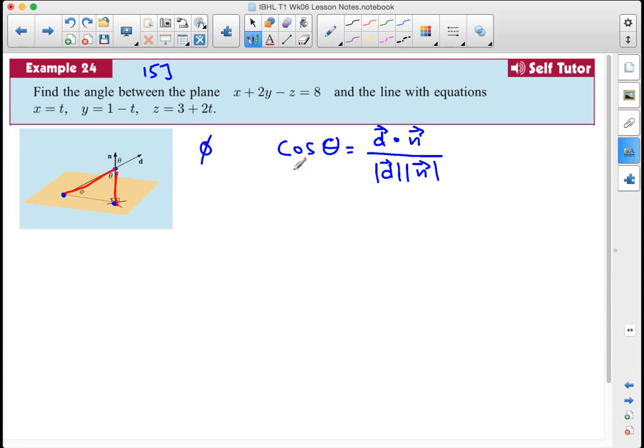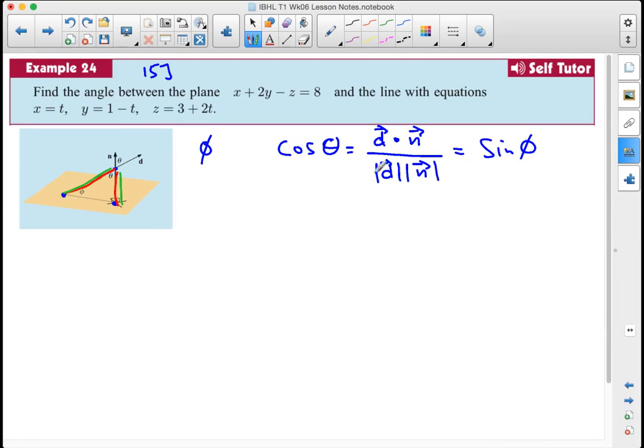Okay. But if we look again in the picture, then you can also see that theta is not really the angle that we're after. We're after phi here. But if you look at phi, the sine of phi is the opposite over the hypotenuse, which corresponds with the cosine of theta. You may have seen this before in trigonometry. So this whole thing here is actually the same as the sine of phi.